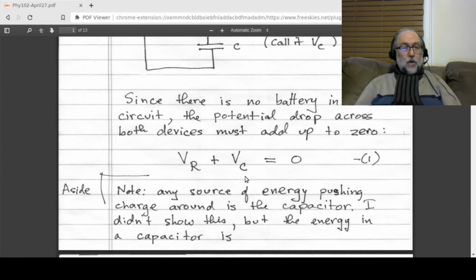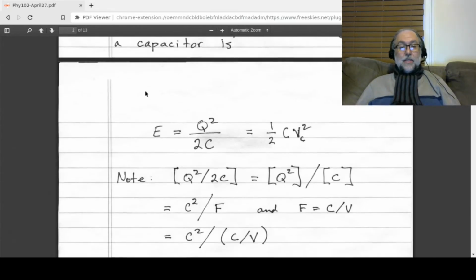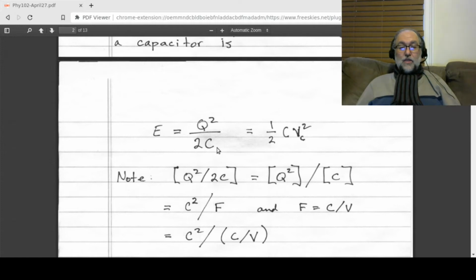Now at this point you might wonder, if there's no battery, what's giving the push? What's delivering the energy for the current that's going to flow through this circuit? The answer is that any energy that's in this circuit is actually coming from the capacitor. I didn't derive this during that previous lecture, and I'm not going to derive it now, but you can actually show that the energy in a capacitor is given by this formula. I actually wrote it in two different ways here.